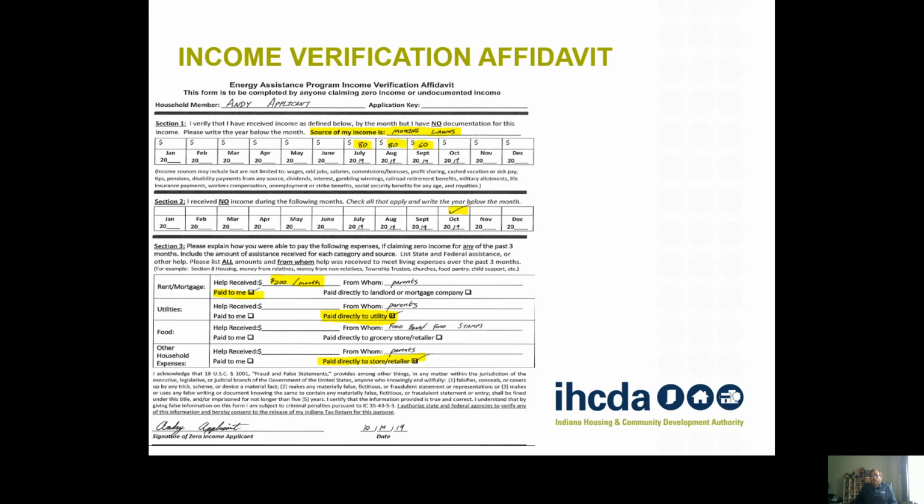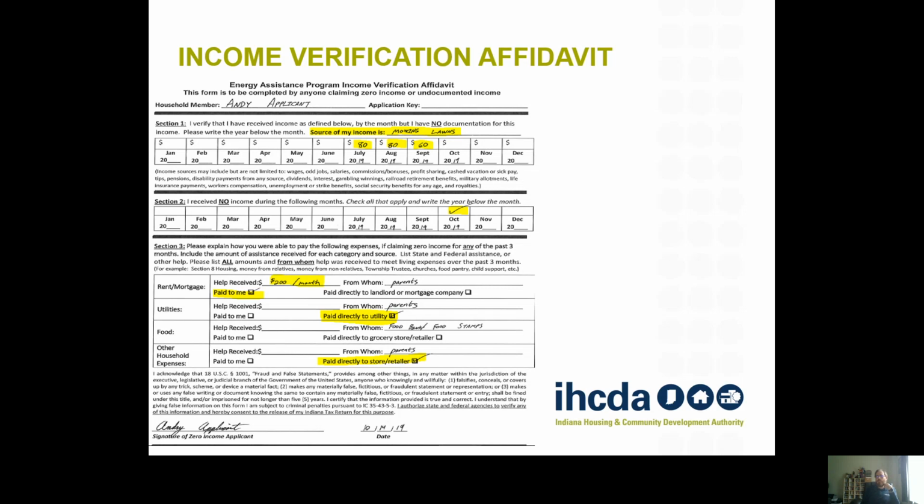Here is an example of our income verification affidavit. This form did change last year, but it has not changed this year. So just to real quickly go down, the applicant should fill out either Section 1 and or Section 2, whatever is applicable to them. Section 1 is for months in which they received some income, but they don't have documentation of that. This is usually when they're working kind of odd jobs.